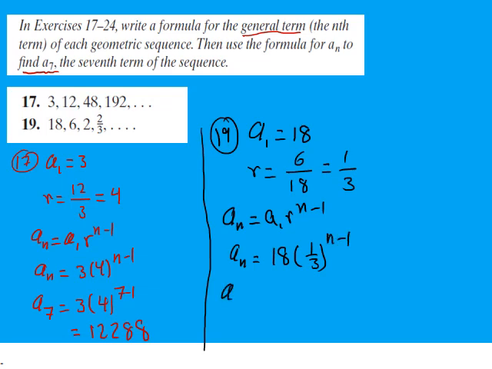I wanted to find the 7th term, so it's 18 multiplied by 1 over 3 to the power of 7 minus 1. So it's 18 multiplied by 1 over 3 to the power of 6. By using my calculator, it's 2 divided by 81.